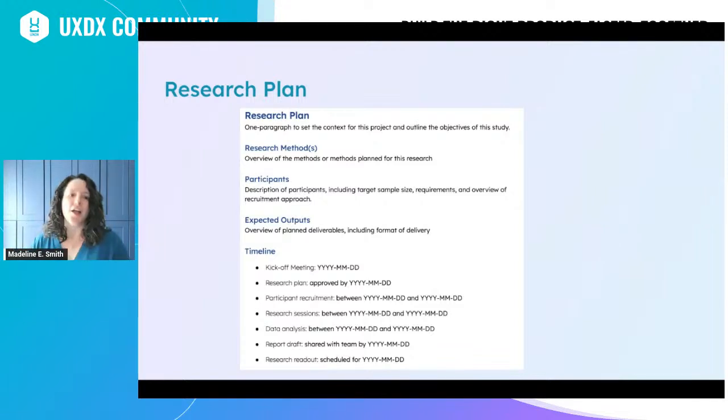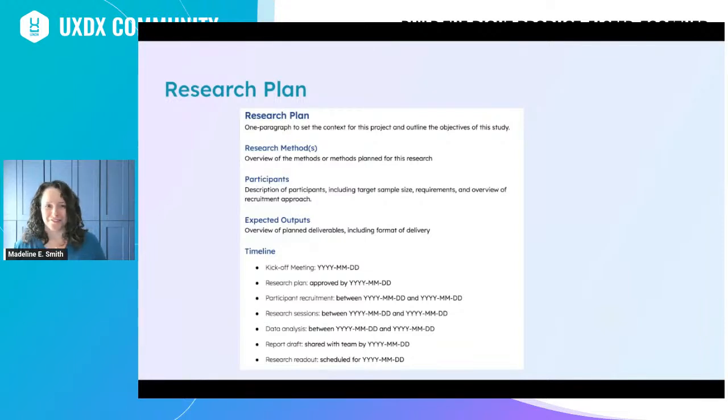So the next section is the research plan. It feels a little silly to have a research plan section within my research plan document, but that's really what it is. This is the section that gets into the details of what that research is going to be. I have a section that's usually about a paragraph long where I'm setting the context for this project and outlining the objectives of this particular study.